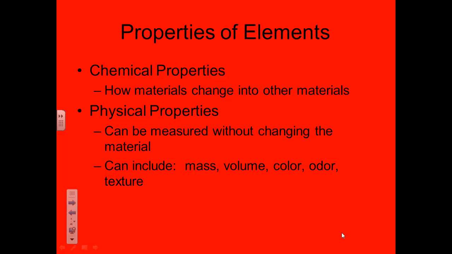Each element has its own chemical and physical properties. You can use these properties to identify each element. Chemical properties describe how a material changes into other materials. Physical properties include an object's mass, volume, color, odor, and phase at room temperature. Physical properties can be observed, described, and measured with tools such as rulers, microscopes, thermometers, scales, and balances.